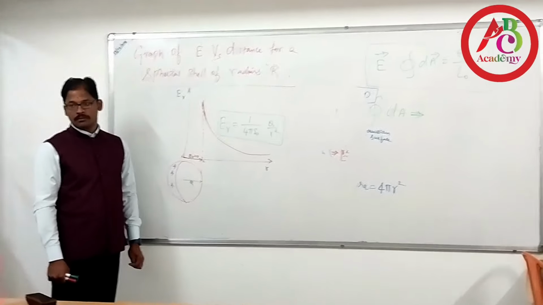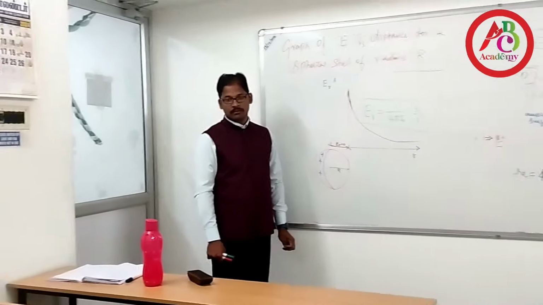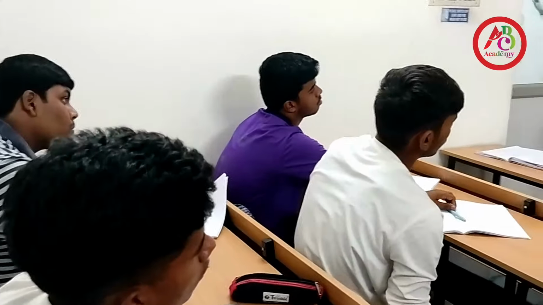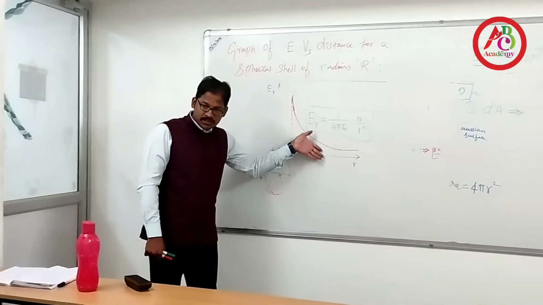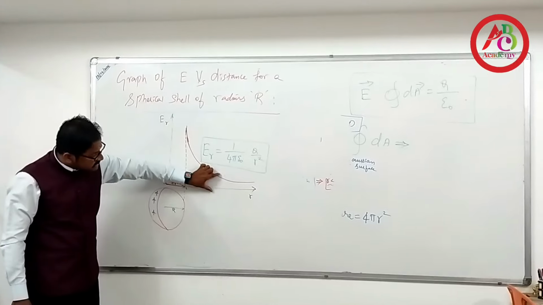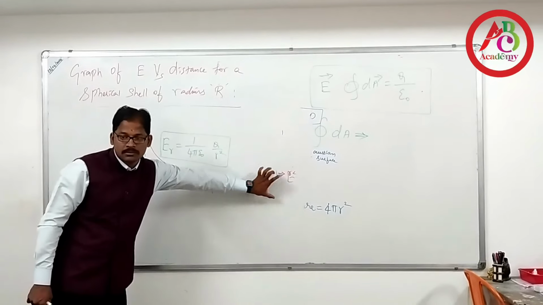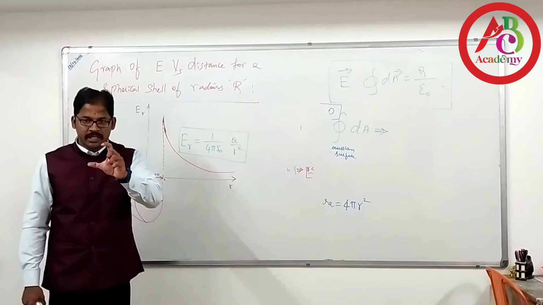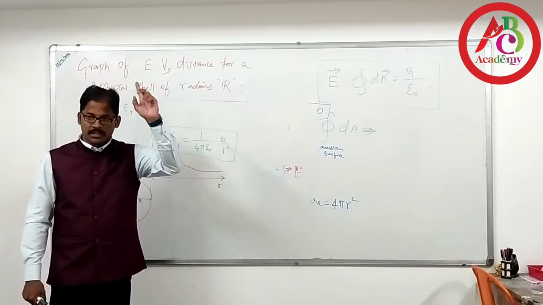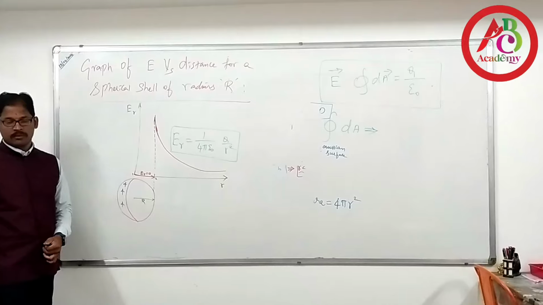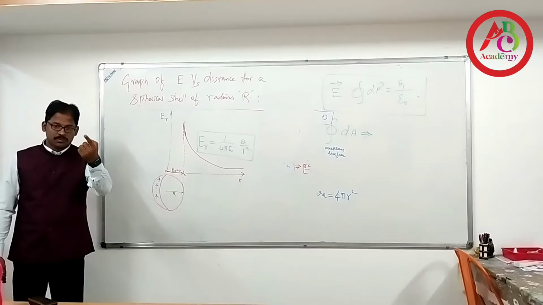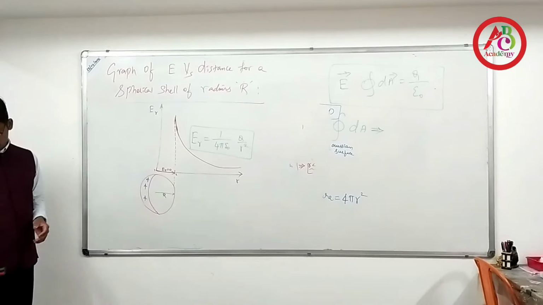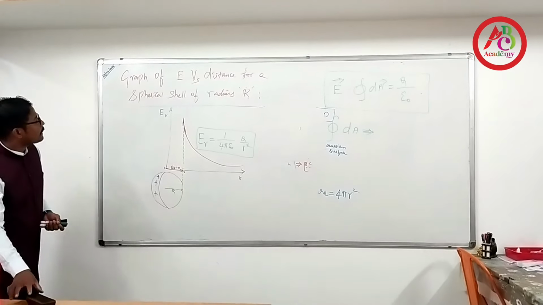What does it mean? This is the electric field, and this is the distance. If the distance increases, the electric field decreases. At one certain stage, it will become constant. That means very small, and it should not be taken into account. A very small value will be considered a negligible value, so it will be knocked out. Clear? So this is the logic. Okay? Any doubt?